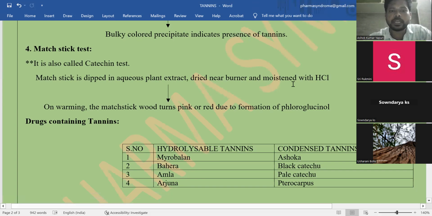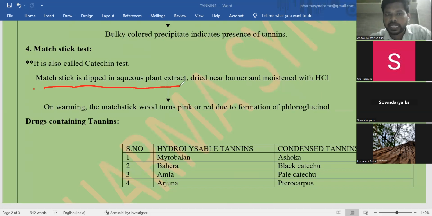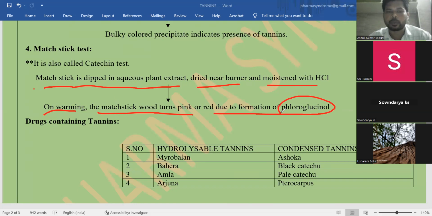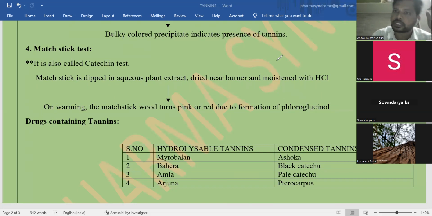So what is happening here? Matchstick, a wooden splint, is dipped in aqueous plant extract, dried near a burner, and moistened with HCl. On warming, the matchstick turns pink or red due to the formation of phloroglucinol. That is the indication of the presence of tannins.